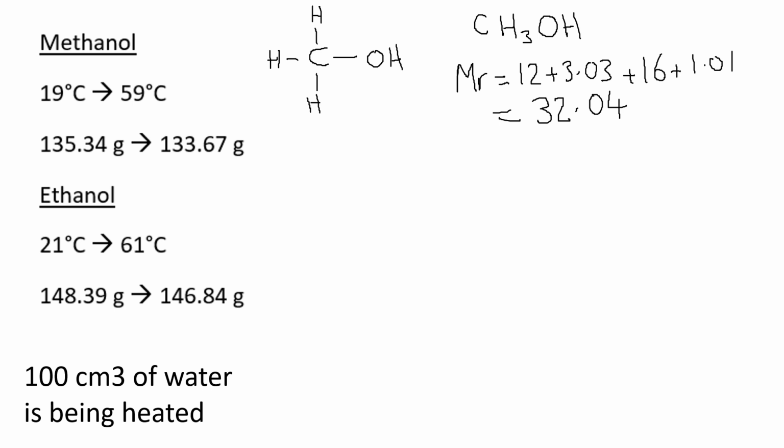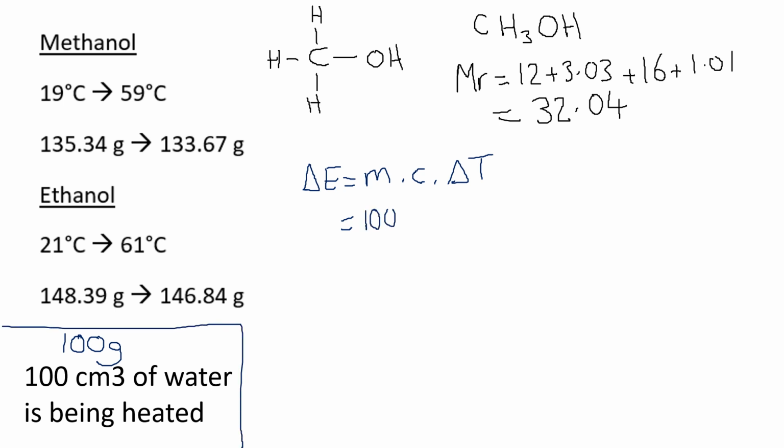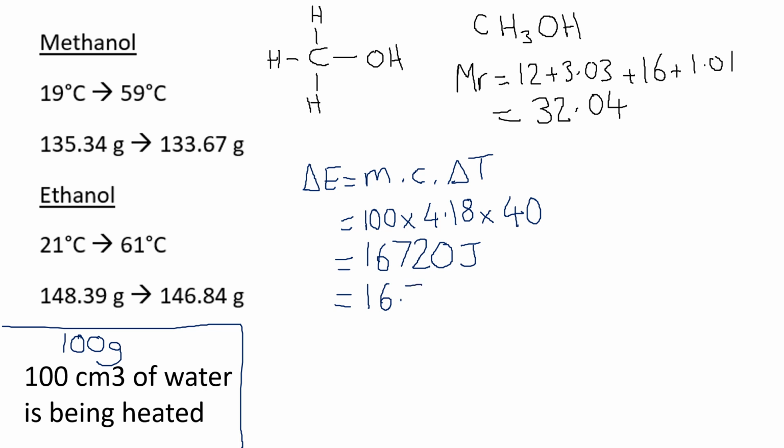So let's write out the equation that we need. Delta E equals m dot c dot delta T. Well, m, you've got 100 centimeters cubed of water being heated. That equates to 100 grams. The specific heat capacity is 4.18. Just look it up on your data sheet. And the delta T, you've gone from 19 to 59. That is plus 40. And that comes out as 16,720 joules, which is 16.72 kilojoules.